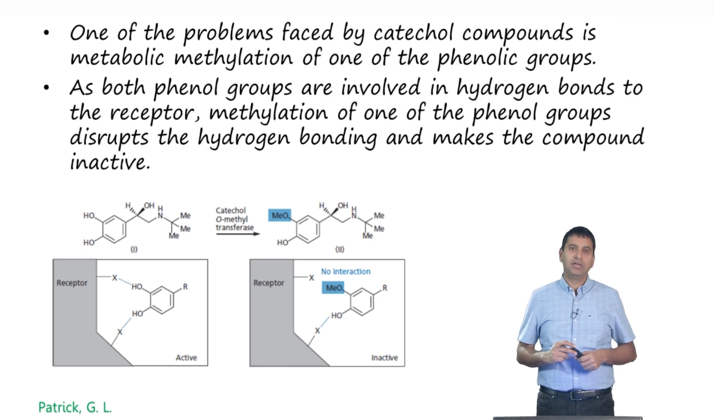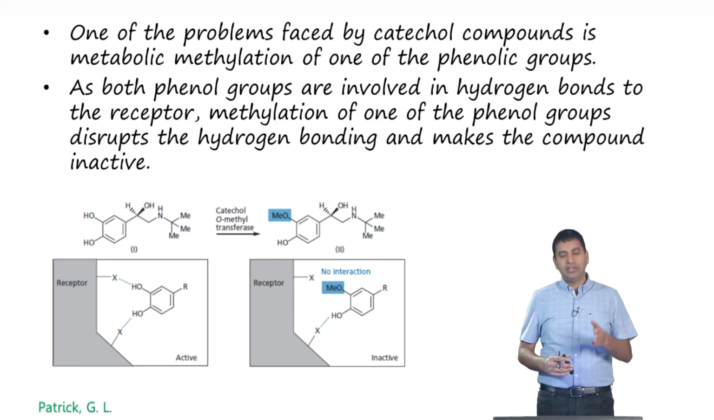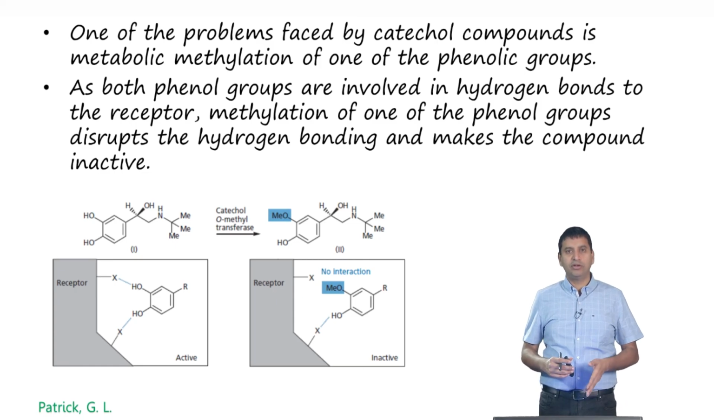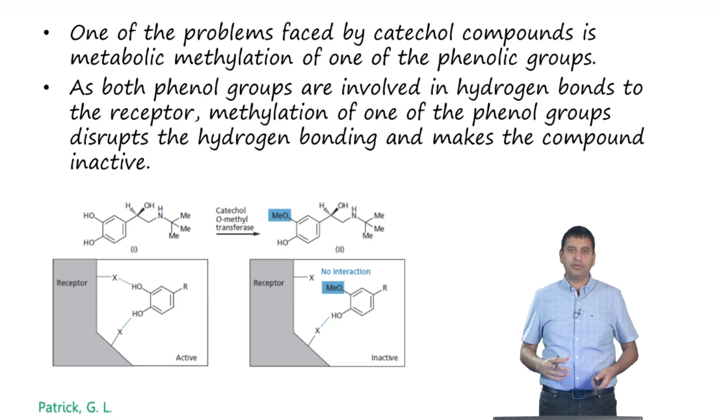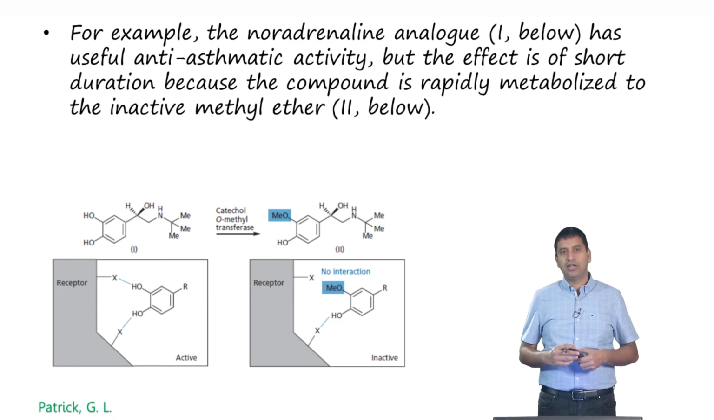phenolic groups. As both the phenol groups are involved in hydrogen bonding, the methylation of this group is going to be detrimental. What it does is it disrupts this hydrogen bond as shown here and makes the compound inactive. Because this interaction is very important, we need to be able to keep the interaction but prevent the metabolism. So, the way to do this is to convert.